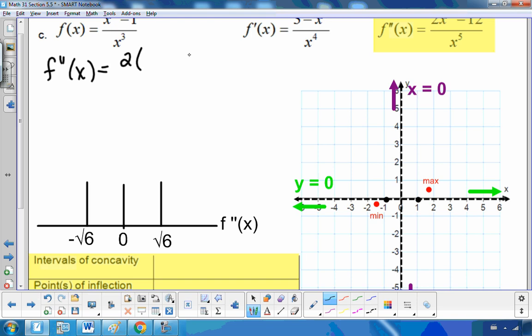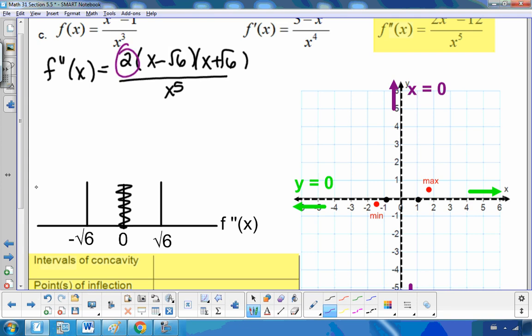So factoring out a 2, I'm left with x squared minus 6. So that's a difference of squares, (x minus √6)(x plus √6) all over x to the 5th. So you can see I have critical values at 0, which again is my vertical asymptote, and positive and negative √6. So putting them in, 2 is positive in each one of these intervals.